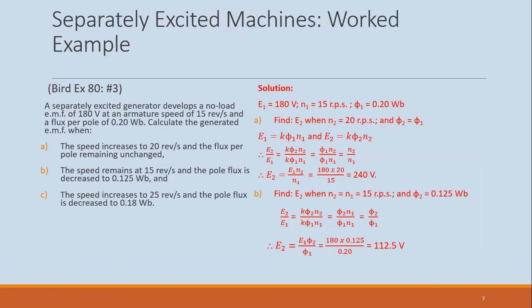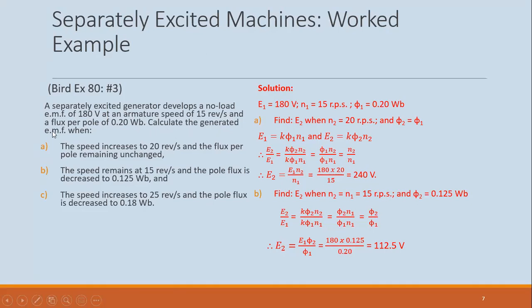All right, so it's basically more of the same, but I wanted to show you an example with a separately excited generator, because after this we're going into self-excited machines. A separately excited generator develops a no load EMF of 180 volts at an armature speed of 15 revs per second and a flux per pole of 0.2 Webers.